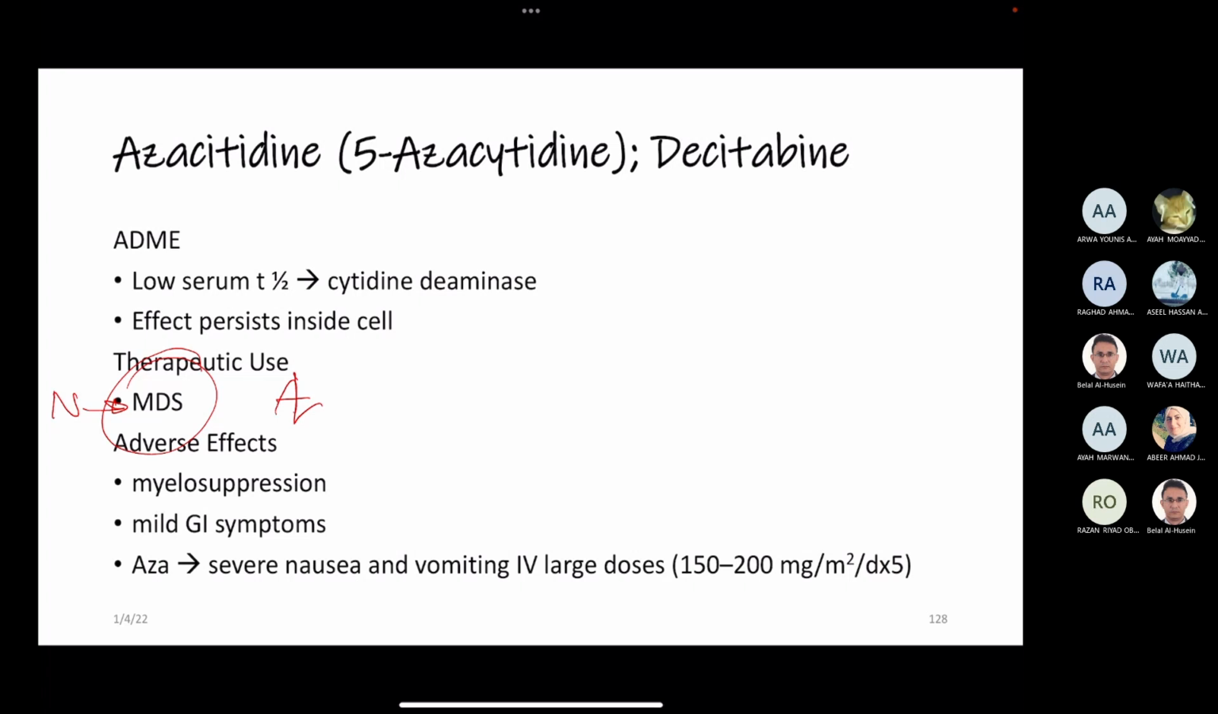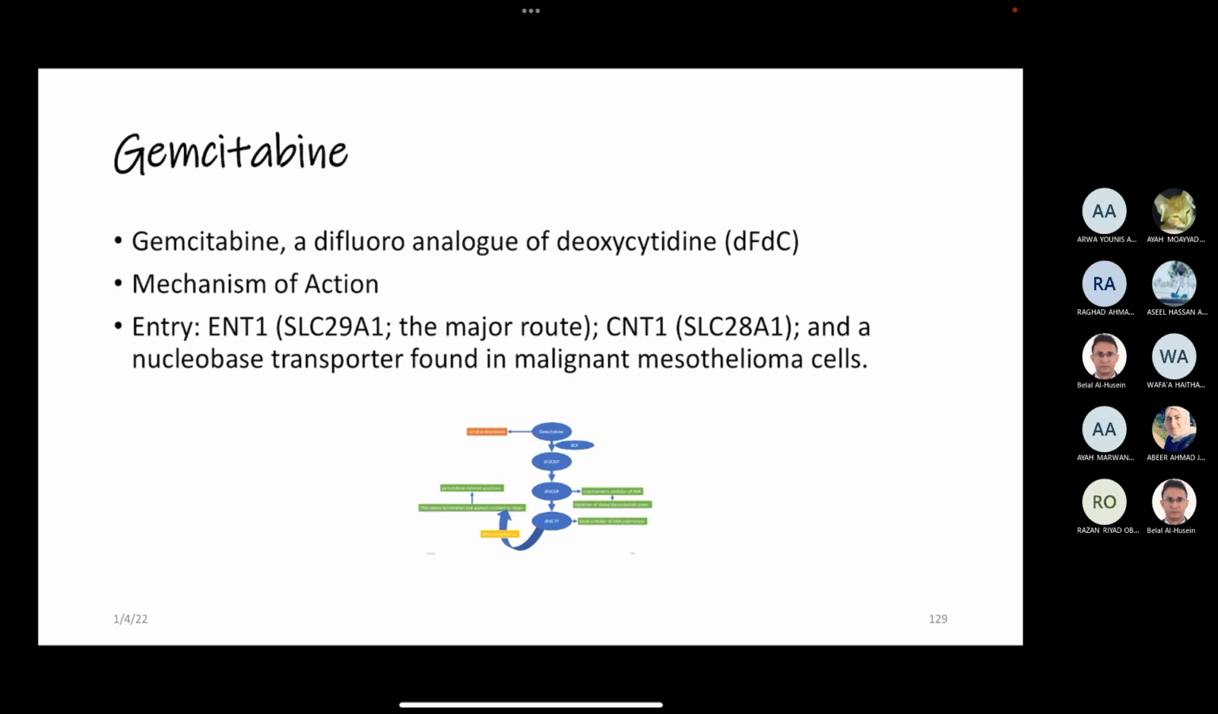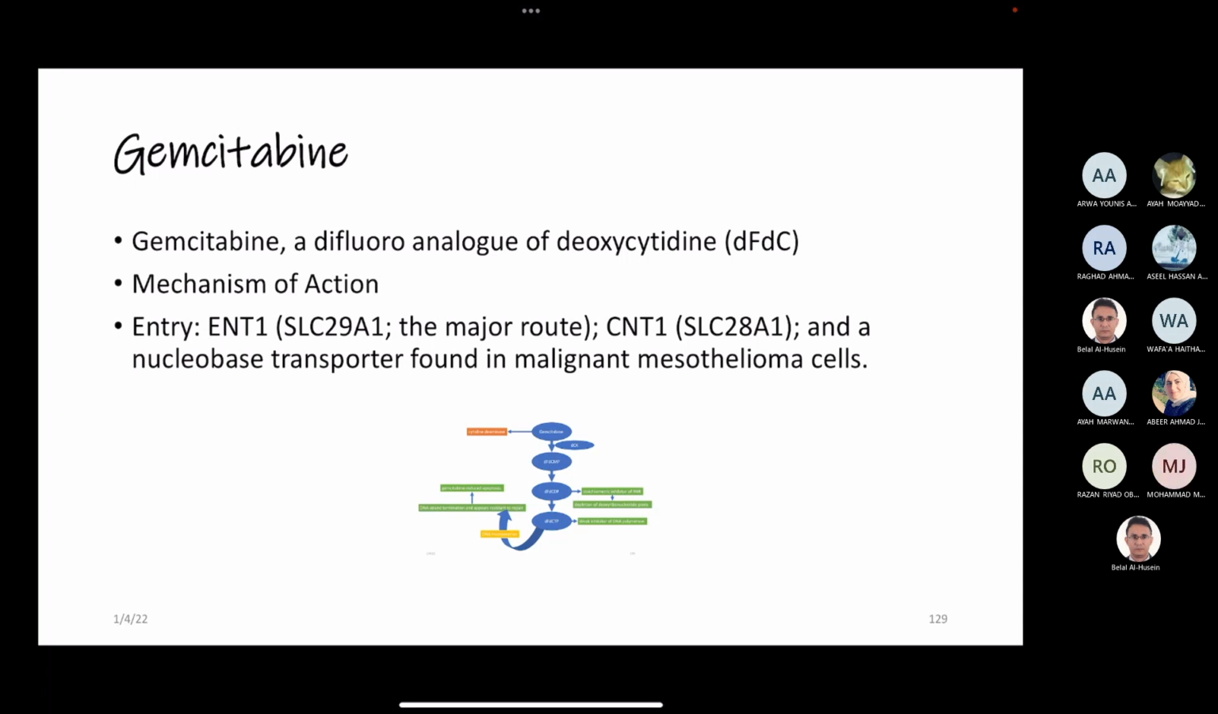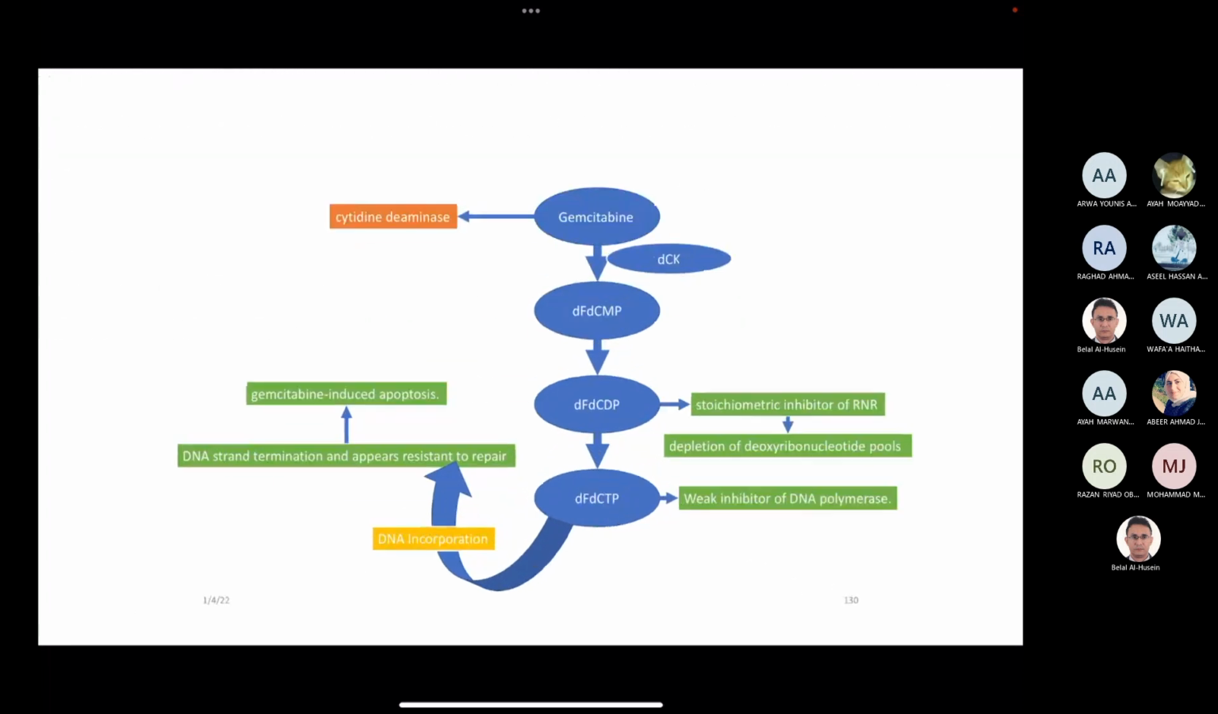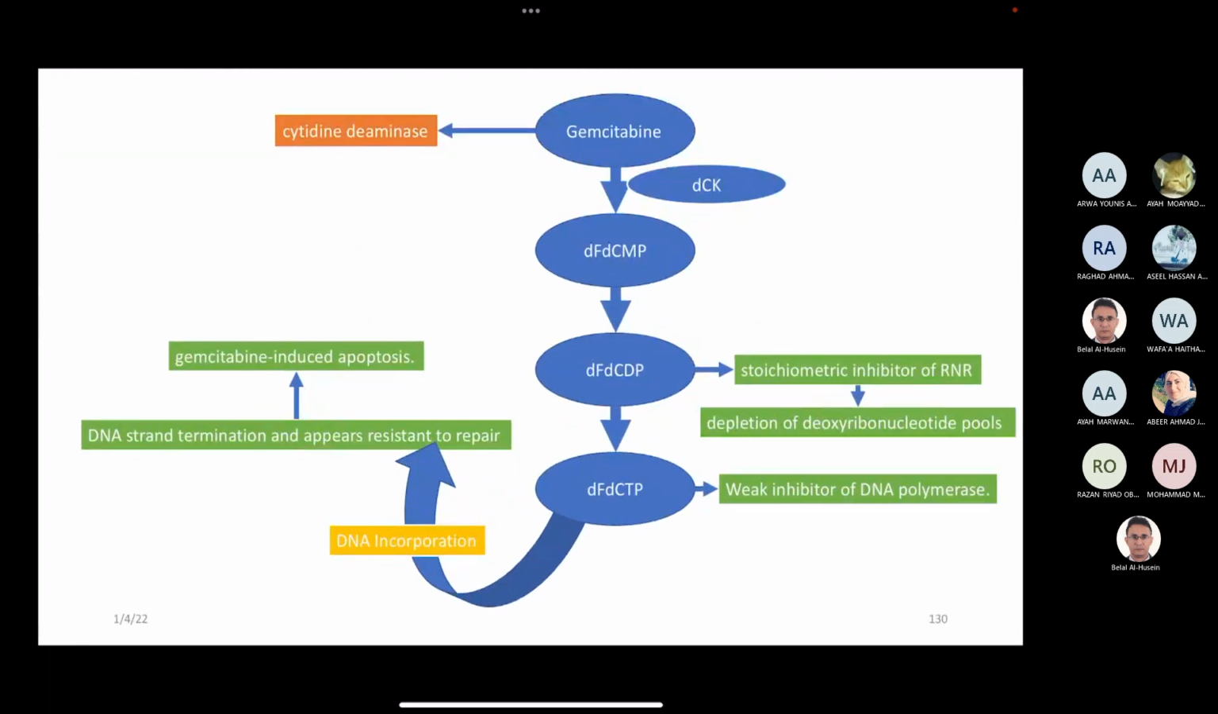Those drugs might cause myelosuppression, GI symptoms, and in very high doses, also severe nausea and vomiting. Gemcitabine is another cytidine analog, but with differences. We have many mechanisms of uptake of the drug. They say it reaches 20 times the serum levels of cytarabine, and we have differences in mechanisms of action.